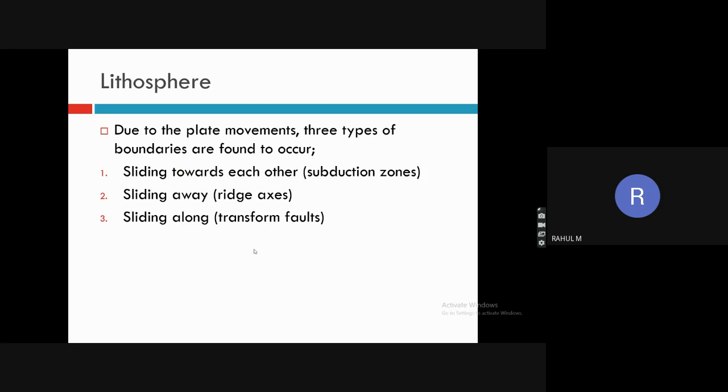Due to this movement of the earth plates, there are three types of boundaries that can occur. One is sliding towards each other. When both the plates come towards each other, subduction zones are formed. Similarly, when they move away, a ridge area or ridge axis will be formed. Similarly, if they slide along, it forms transform boundaries. Please make a note of this one.